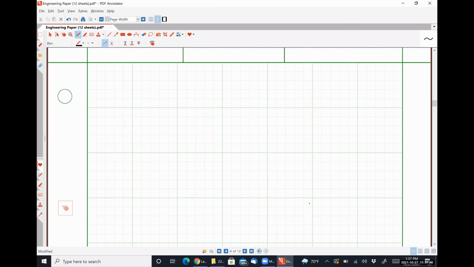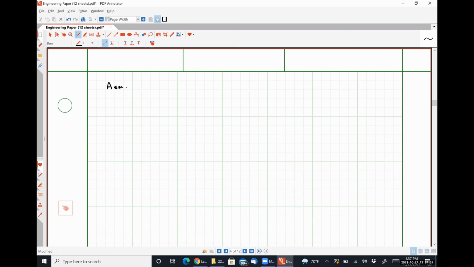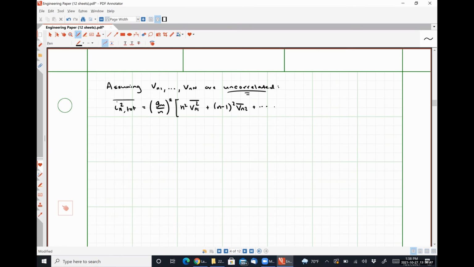If we assume, and I'm going to have to go to another page here, assuming Vn1 through Vnn are uncorrelated, then that means that our power spectral density is Gm over n squared multiplied by n squared times Vn1 squared plus n minus 1 squared times Vn2 squared, all the way out to Vnn squared.